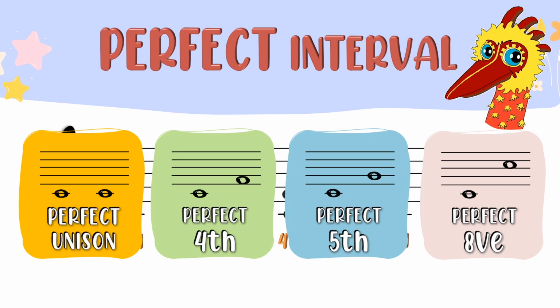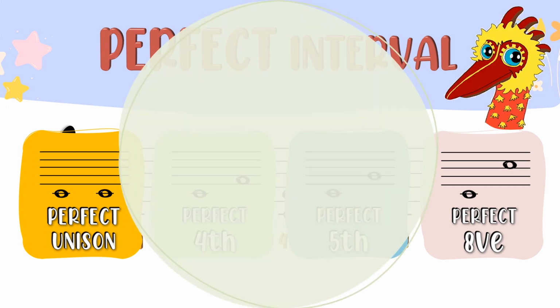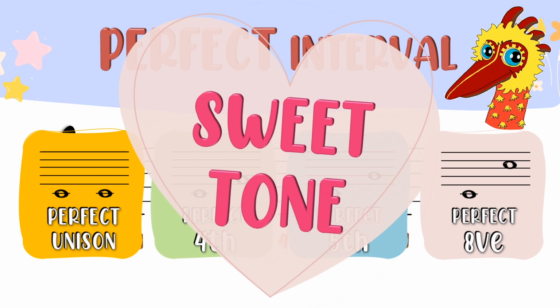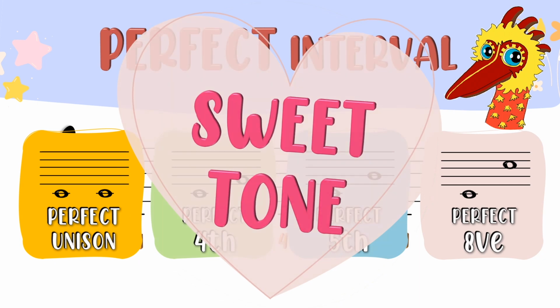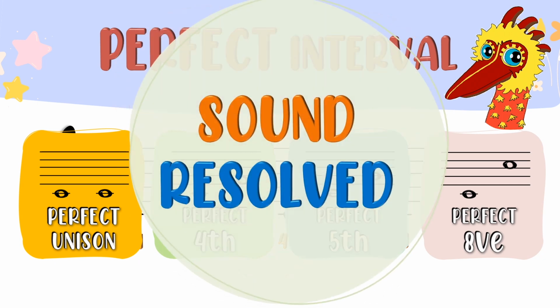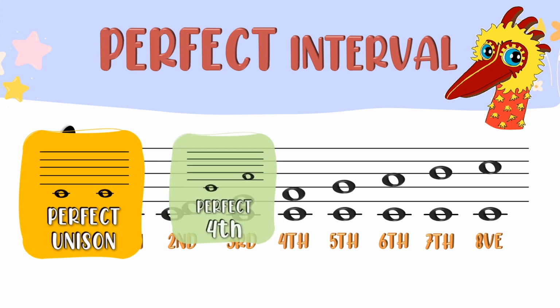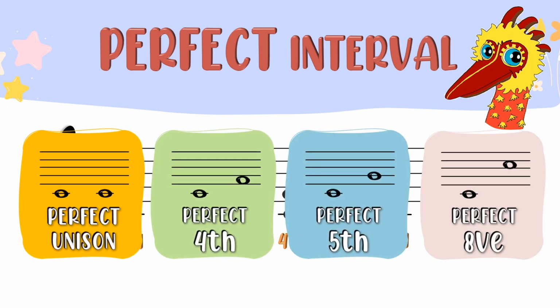Why are these four intervals perfect intervals? Can it be another interval number? Well, these four interval numbers have the perfect consonant because their inversions do not change their pitch class. The tone of the perfect intervals are sweet and the sounds are resolved. One word, perfect. And the perfect intervals in major key can't be another interval number. Just unison, fourth, fifth, and eighth are perfect intervals.